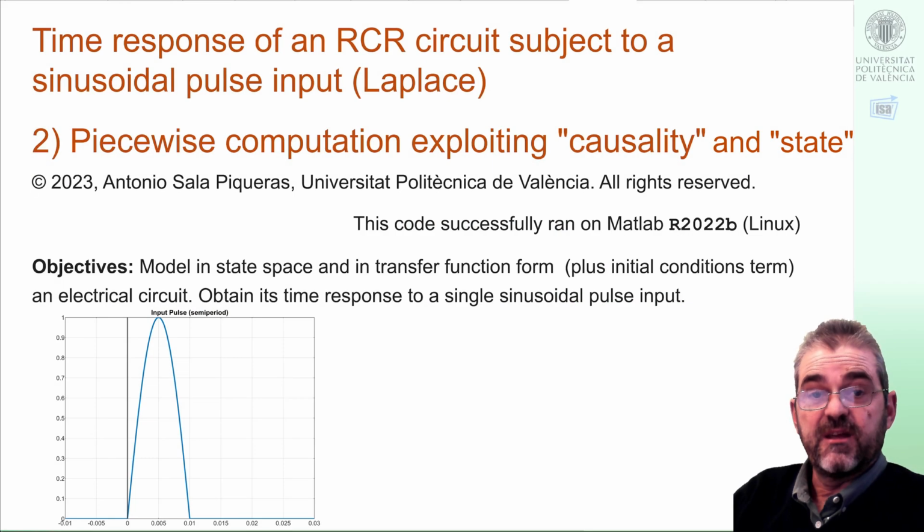I'm Antonio Sala. In this video we are going to discuss how to compute the time response of an electrical circuit with two resistors and one capacitor when subject to a sinusoidal pulse, half period. In this video we are going to use the concept of causality to compute the solution in a piecewise way. In a companion video we have discussed exactly the same problem but using some delay and superposition notions, of course yielding the exact same solution.